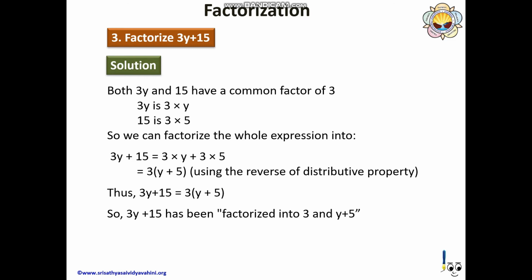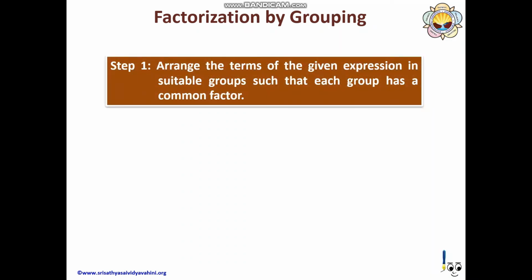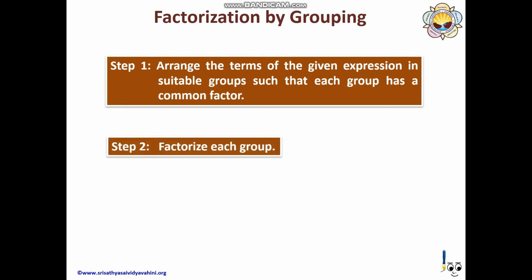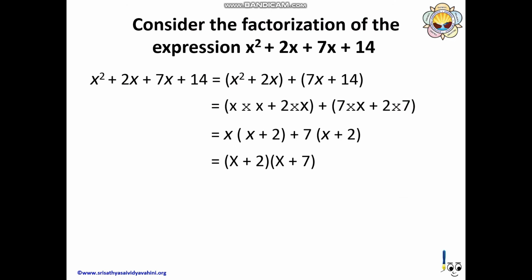Next we'll see our second type of factorization, which is regrouping and grouping. So we'll see factorization by grouping. There are three steps. The first step is to arrange the terms of the given expression in suitable groups such that each group has a common factor. Second is to factorize each group, and the third one is to take out the factor which is common to each group. Okay, we'll see one example.